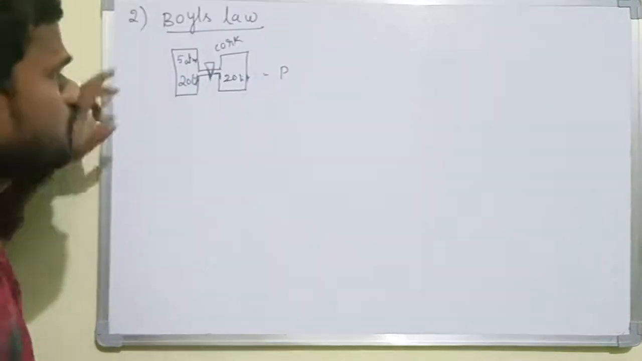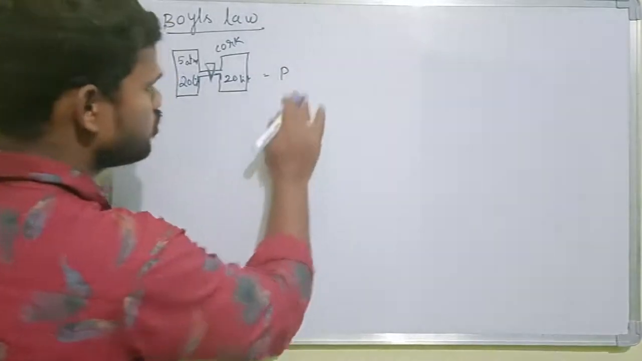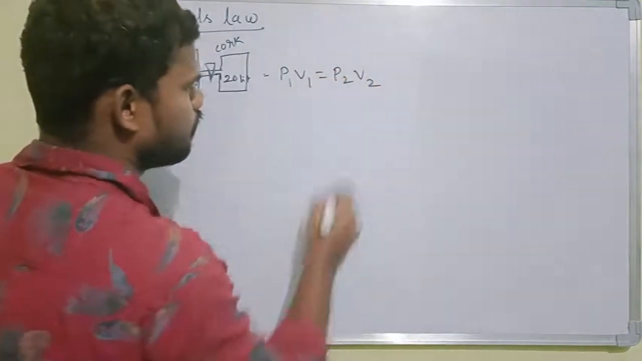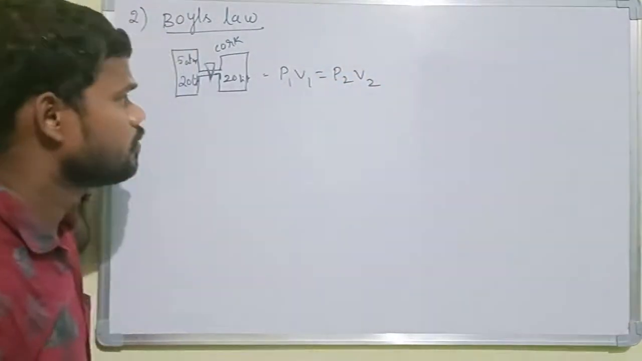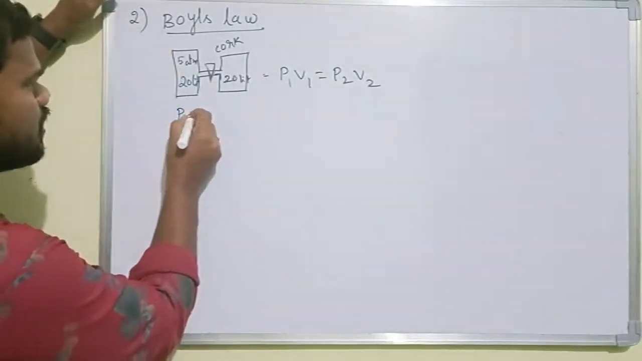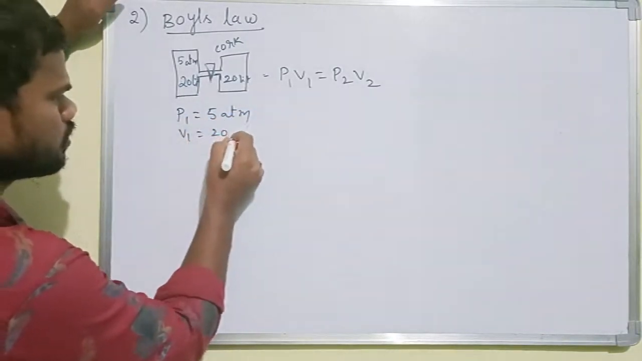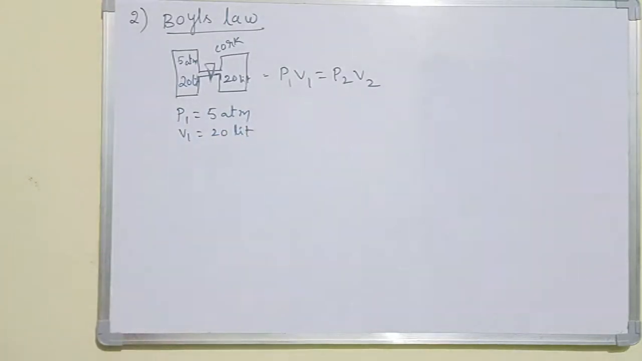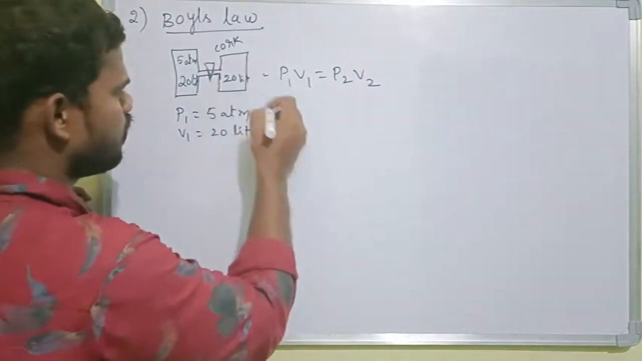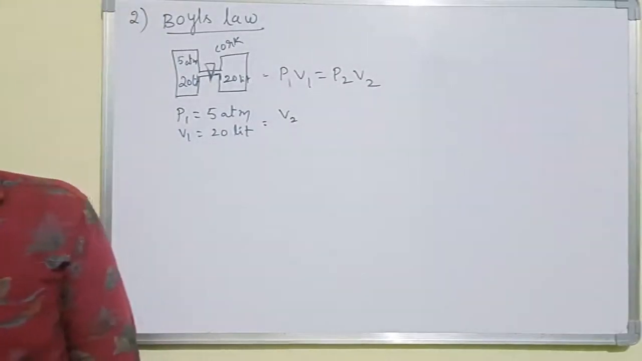It is very simple. According to Boyle's law, if two gaseous volumes are there, we have to use this formula: P1 V1 equals P2 V2. For container 1, pressure P1 equals 5 atmospheres and V1 equals 20 liters. Then what about volume 2, V2, in this container?